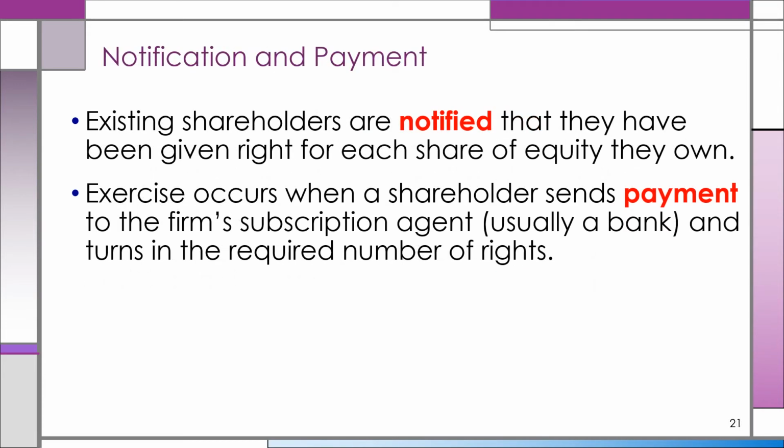How is the notification and payment process? Existing shareholders are notified when they have been given rights for each share of equity they own. Exercise occurs when a shareholder sends payment to the firm's subscription agent, usually a bank, and turns in the required number of rights.